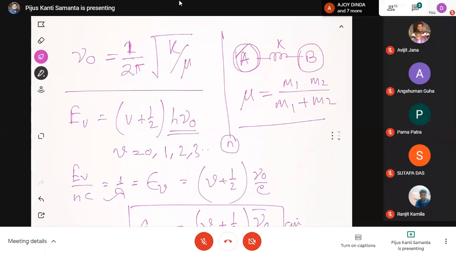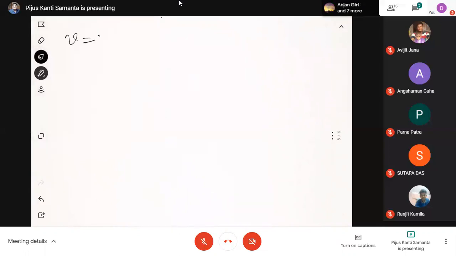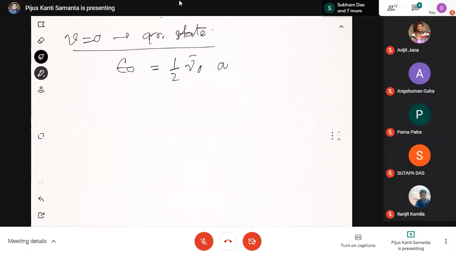Okay. So if we take V equal to 0, that corresponds to the ground state of the oscillator or the ground state of the molecular vibration, and it has energy. Then this E0, we can write this is half mu 0 bar centimeter inverse. So this is the ground state energy of that oscillator, which is sometimes called the 0-point energy, and you have already learned all these things, right?